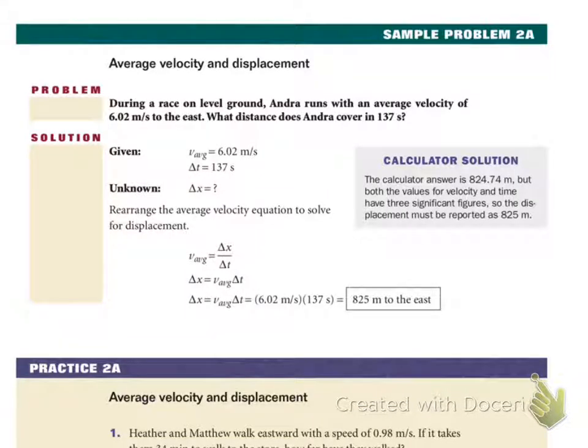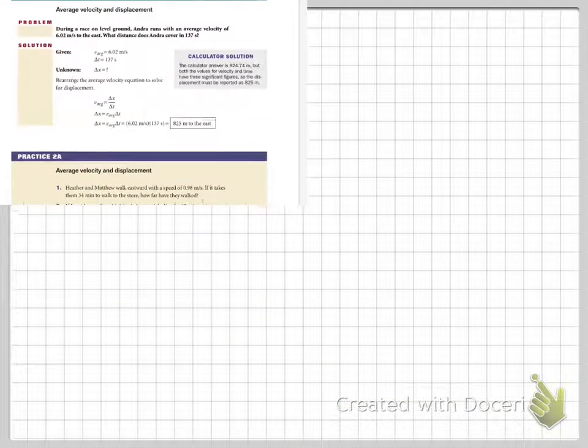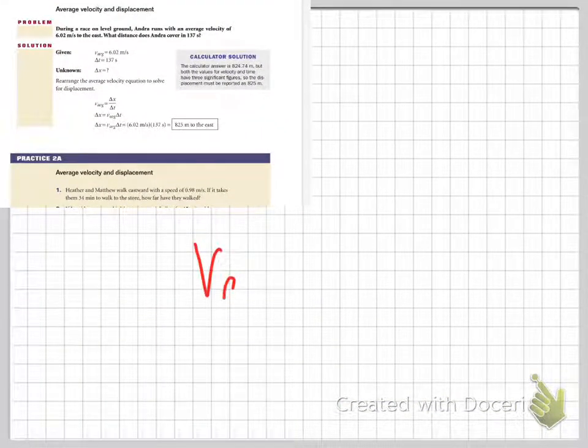We've got a race on level ground. Andra runs with an average velocity of 6.02 meters per second to the east. What distance does she cover in 137 seconds? So we always start with all of these problems.